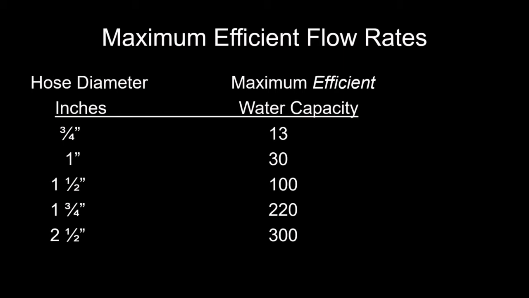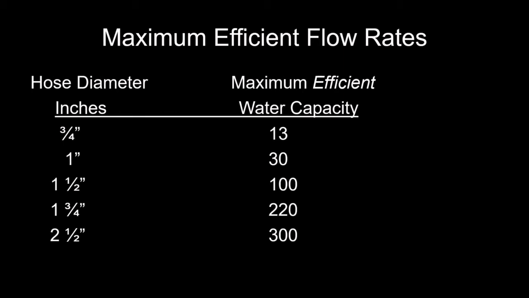3/4 inch hose really isn't going to move more than about 13 gallons a minute, give or take a little bit. A really high performance pump might be able to cram a little more in there, but generally it's about all you're going to get. 1 inch hose is 30 gallons a minute. So you're not going to put a 60 gallon a minute nozzle on the end of a 1 inch hose and actually expect to get 60 gallons a minute out of it. That's really the point.